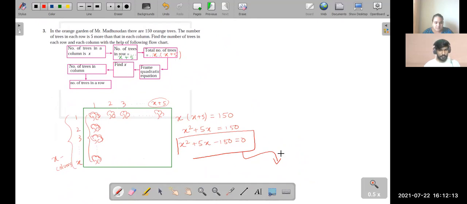By what method? Whatever method you want. Can I do it from that b square minus 4ac formula, minus b plus minus root b square minus 4ac upon 2a? Can I do it by that formula method? Yes, yes, you can do the formula method.